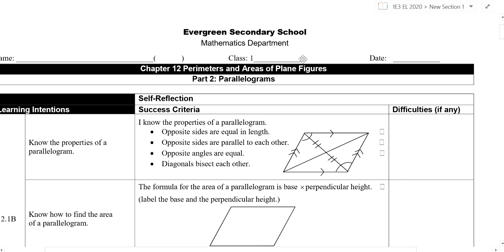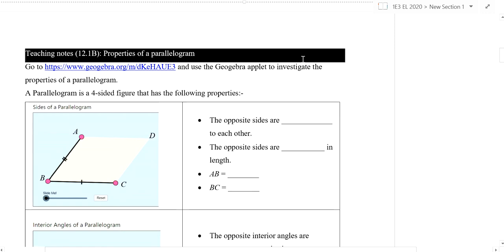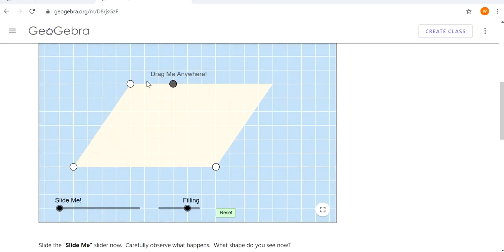This video is on Chapter 12, Part 2 on parallelograms. So we'll be investigating some of the properties of parallelograms in this video. You can go to this website for the applets that will be used subsequently.